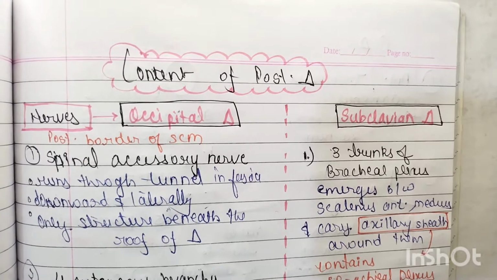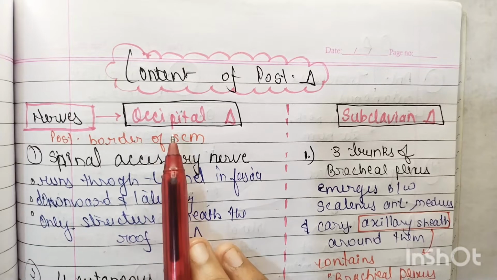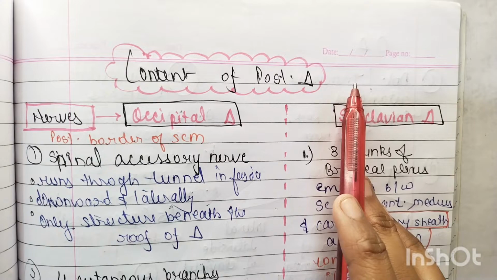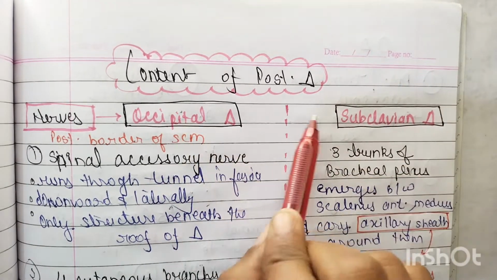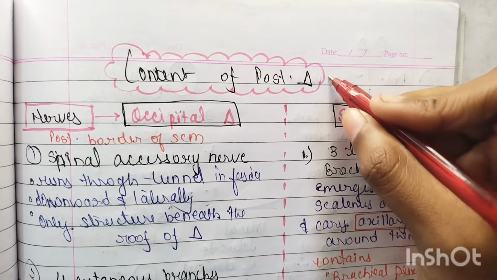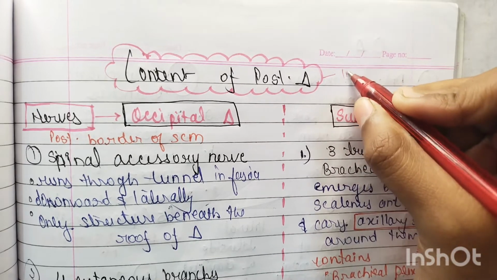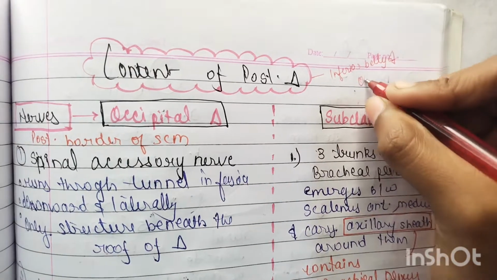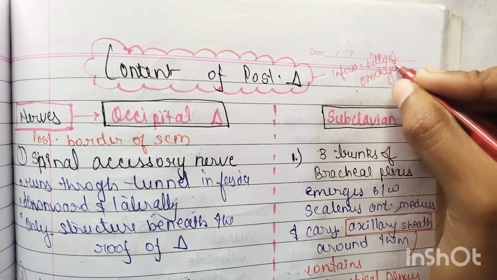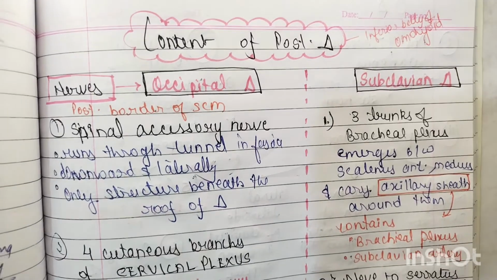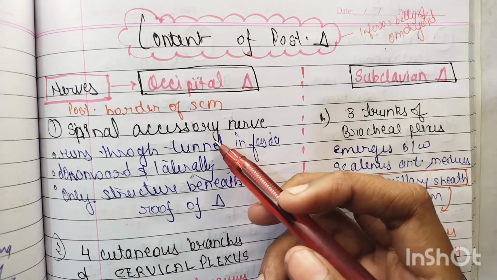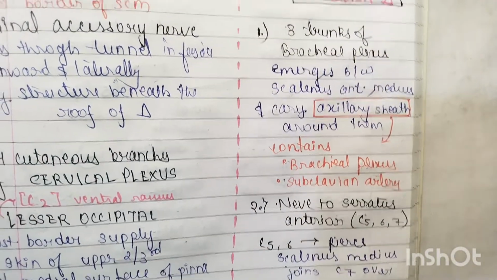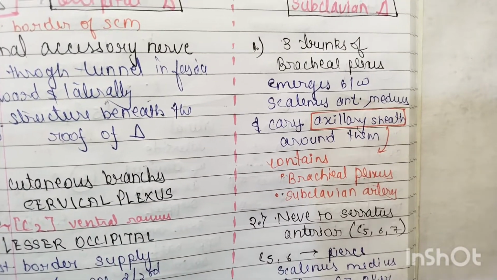As we have discussed in the last video, the posterior triangle is divided into two parts, the occipital and the subclavian triangle. This division is due to the inferior belly of omohyoid. Now coming to the nerves of the occipital triangle and the subclavian triangle. First we are going to discuss the subclavian triangle. In both of them we have 4 nerves.